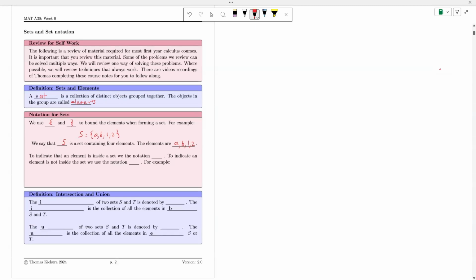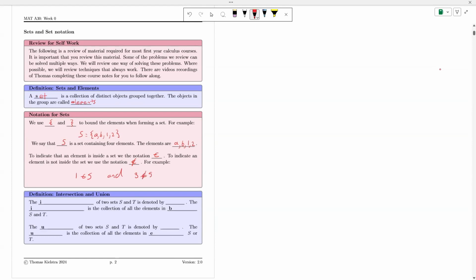To indicate that an element is inside a set, we use the notation within. To indicate that an element is not within a set, we use the notation not within. For example, 1 is in our set S, and 3 is not in our set S.